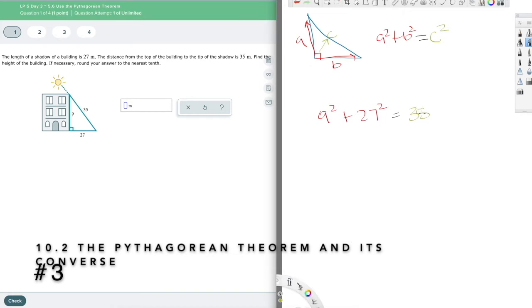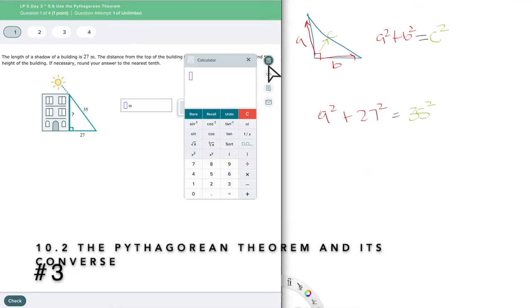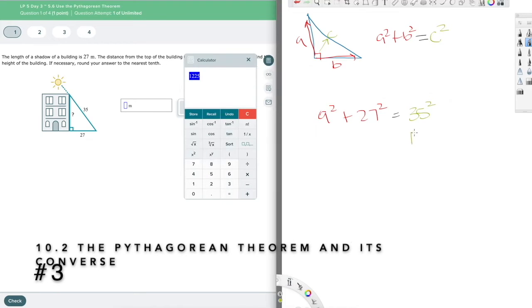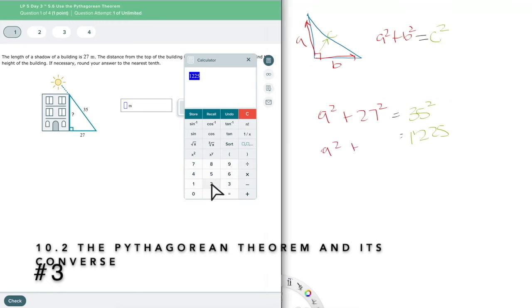All right, so now we're going to go ahead and pull out the calculator here. So we have 35 squared, and we get 1,225, and that's going to equal A squared plus, what's 27 squared? Whoops. 27 squared equals 729.